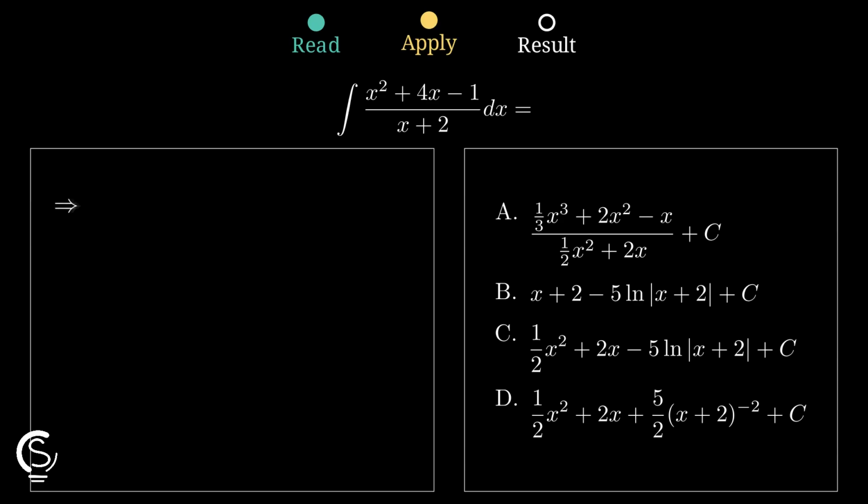Now we rewrite the integral as the sum of x plus 2 and the fraction negative 5 over x plus 2. This setup makes the integration process much easier for us now.